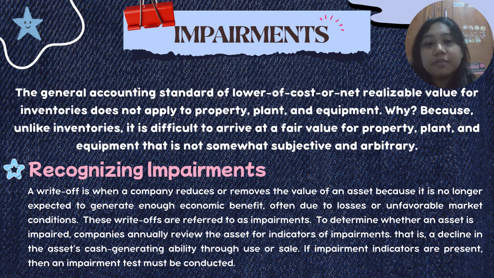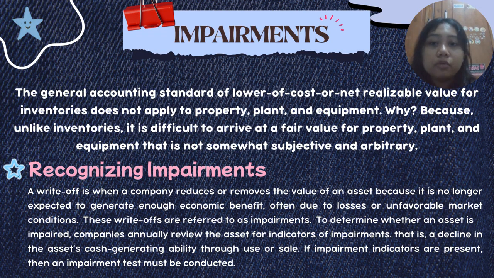Okay, for the next material, we will talk about impairments. The general accounting standard of lower of cost or net realizable value for inventories does not apply to property, plant, and equipment. Why? Because unlike inventories, it is difficult to arrive at a fair value for property, plant, and equipment. That is somewhat subjective and arbitrary.